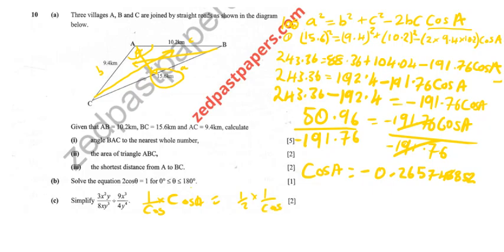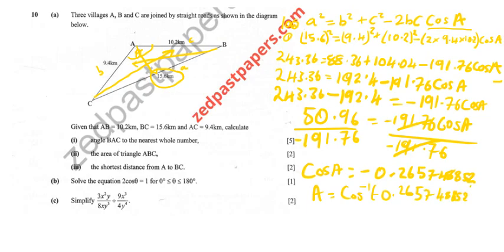So cos and cos will cancel. I'm going to have a theta, which is equals to this 1 over cos, which is an inverse of cos. So it will be just cos inverse of 1 over 2. So that's the thing which you are going to do there. But it's okay if you don't show it. You can even just go directly by saying A is equals to cos inverse of negative 0.26574885 in brackets, like that.